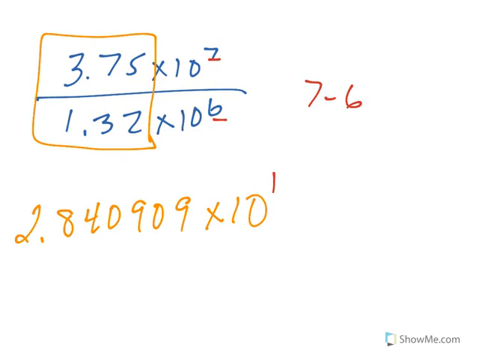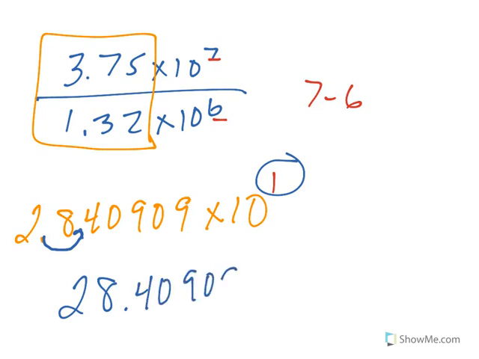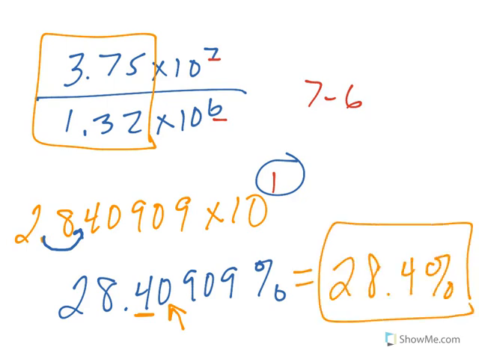So we don't talk about percentages in terms of scientific notation. So this positive 1 says I'm going to move my decimal one place over. So I'm going to end up with 28.40909%. But if you go back to the original problem, it does say nearest tenth. So nearest tenth, we look one place past. That 0 tells us to round down. And so I end up with 28.4% as my final answer.